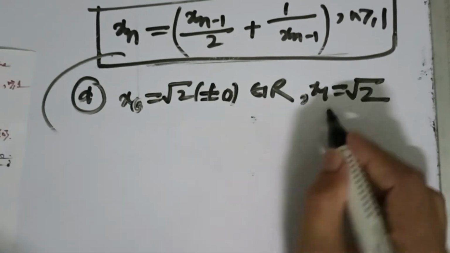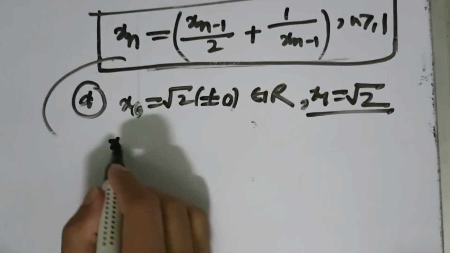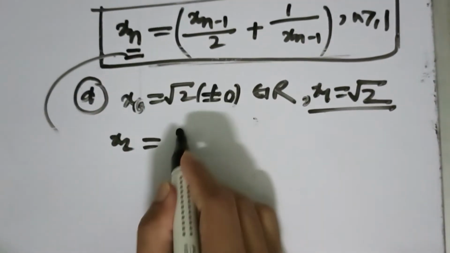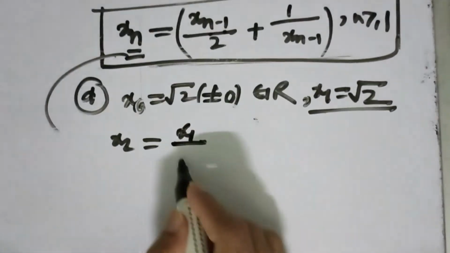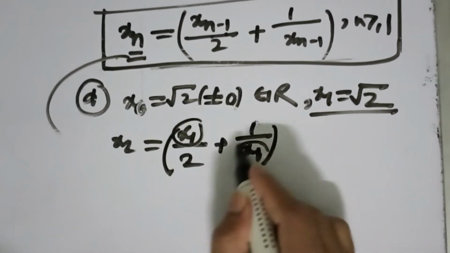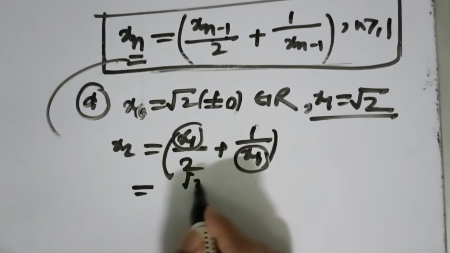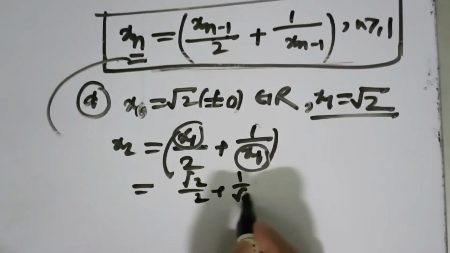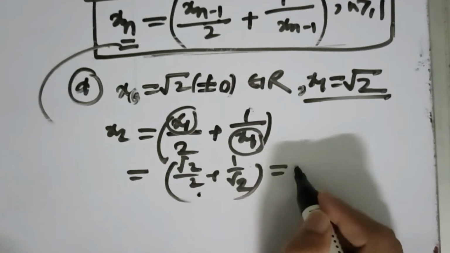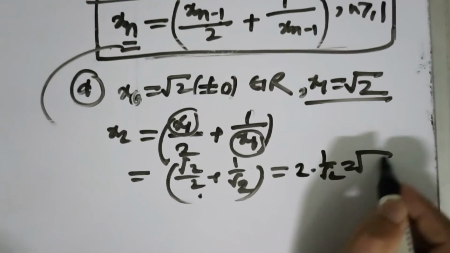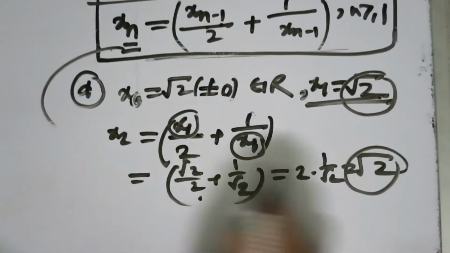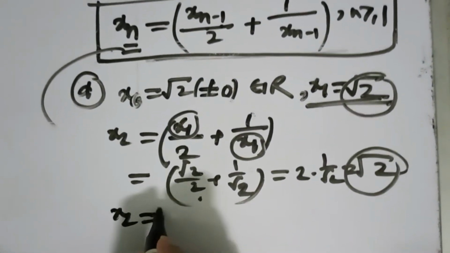Now, if x1 equals root 2, then what is x2? With this scheme, put n equal to 2, so we get x1 by 2 plus 1 upon x1. Now x1 is root 2, so root 2 by 2 plus 1 upon root 2. This again becomes 1 by root 2 plus 1 by root 2, which is 2 by root 2, again root 2. So if x1 is root 2, then x2 equals root 2.